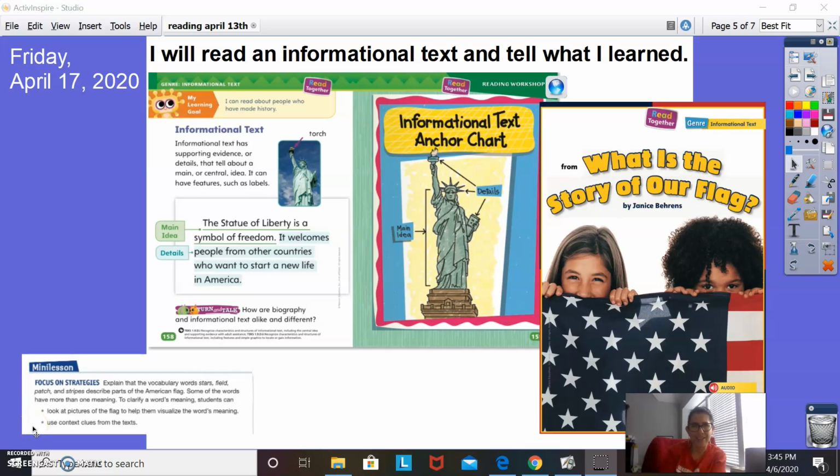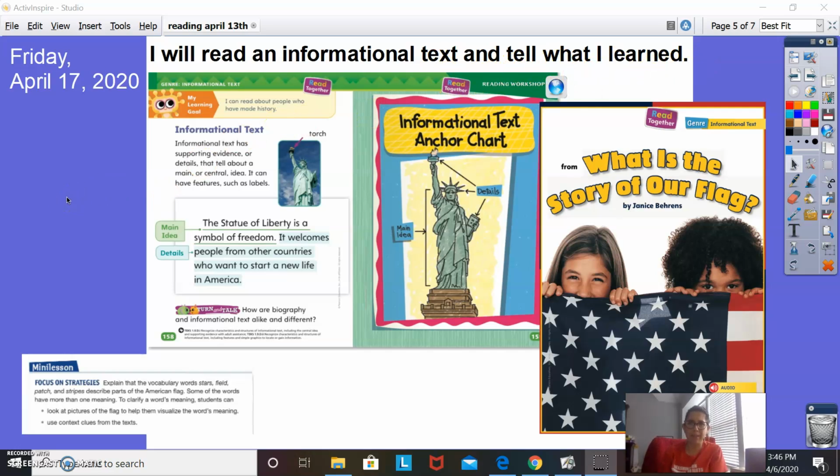Hello class, today is Friday, April 17th, 2020, and today in reading we are going to read What is the Story of Our Flag? But before we start our lesson, let's go ahead and start off by reading our job together. I will read an informational text and tell what I learned.